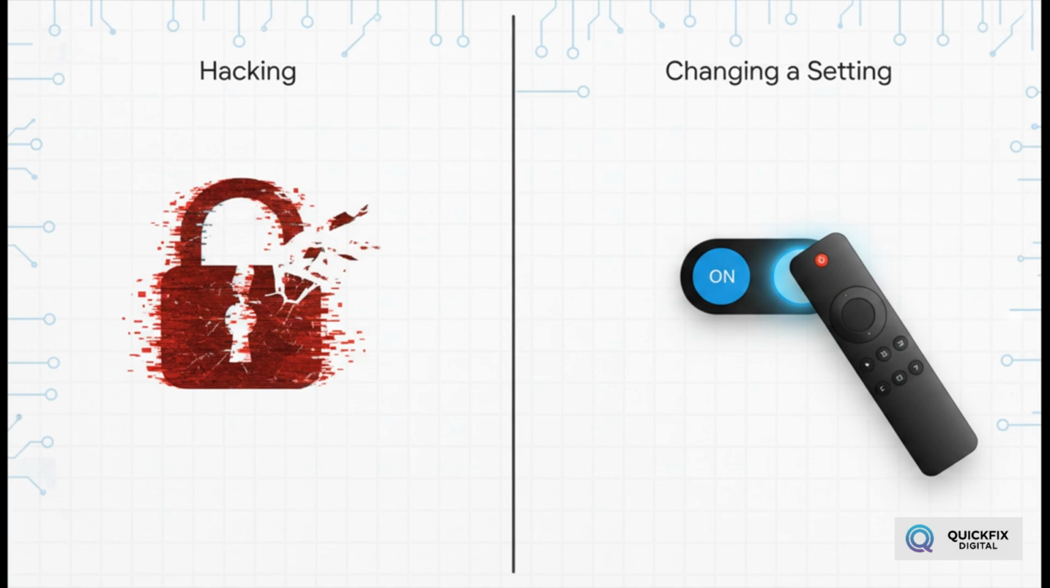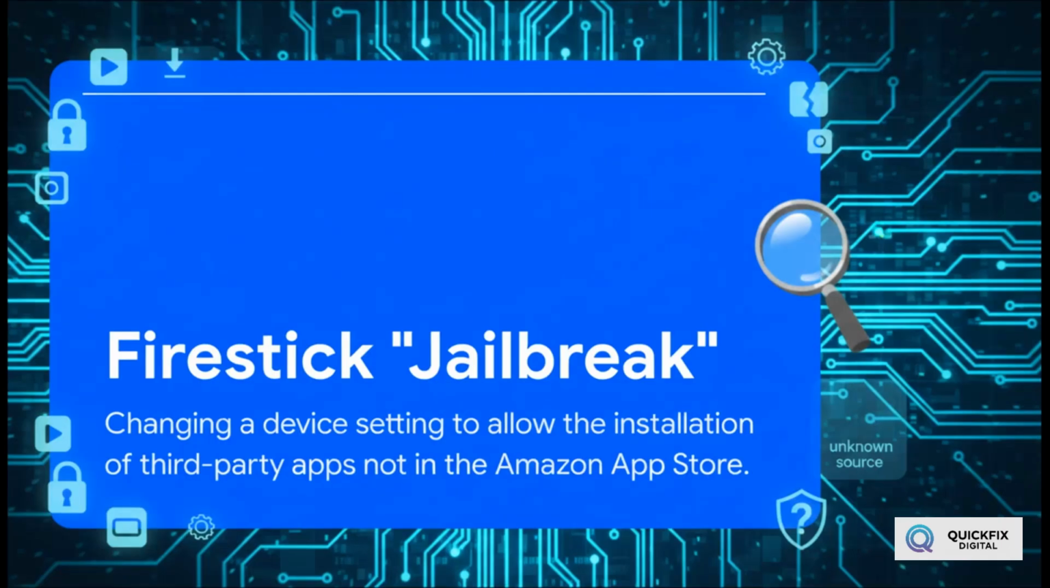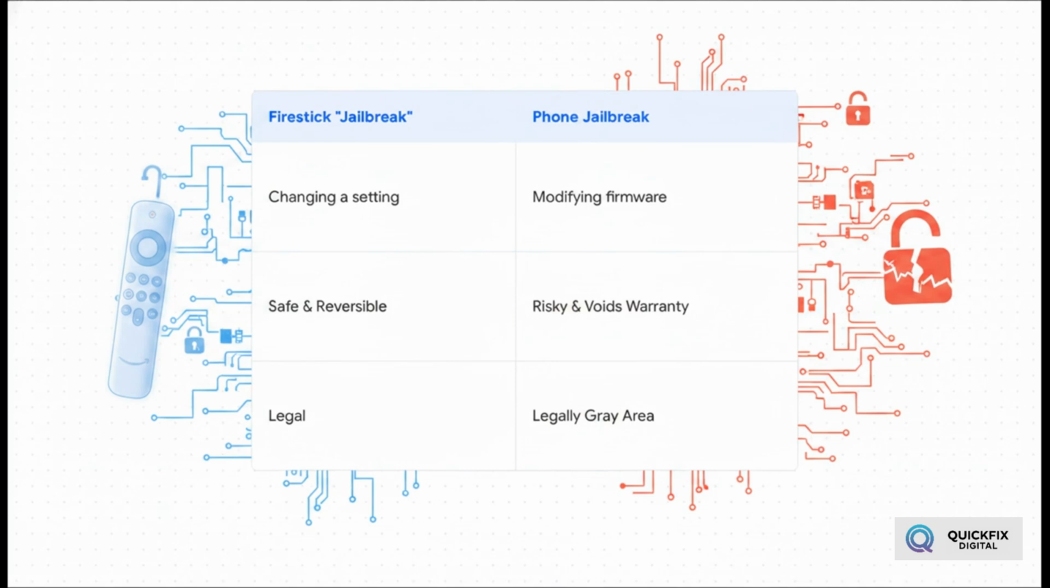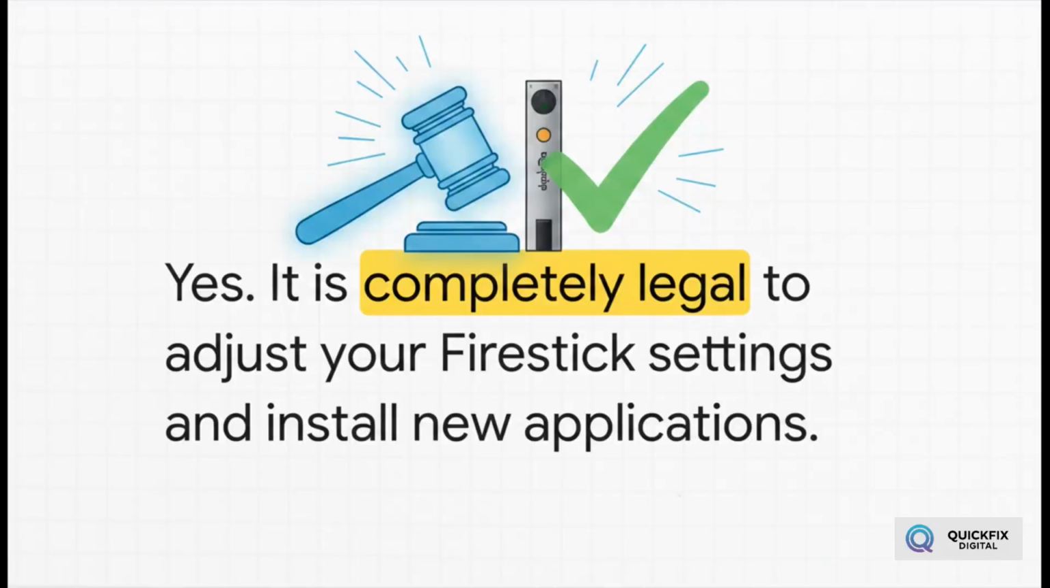Just flipping a switch. So what's a Fire Stick jailbreak? It just means allowing apps from unknown sources. That's it. Yeah, this is nothing like jailbreaking a phone. We're not touching the core software at all. It's safe. And just to be clear, it's 100% legal. It's your device, so you can change the settings.